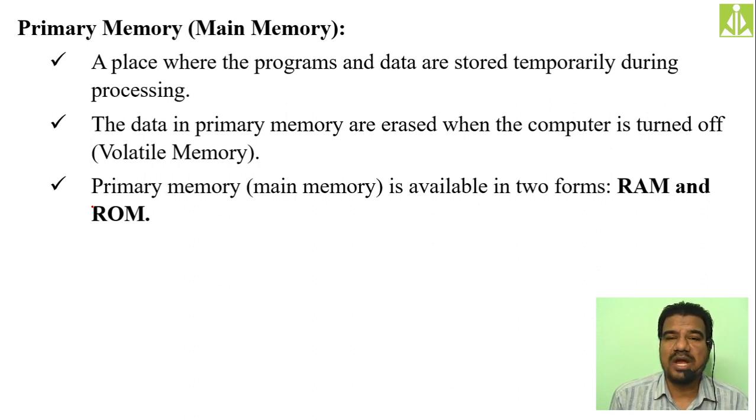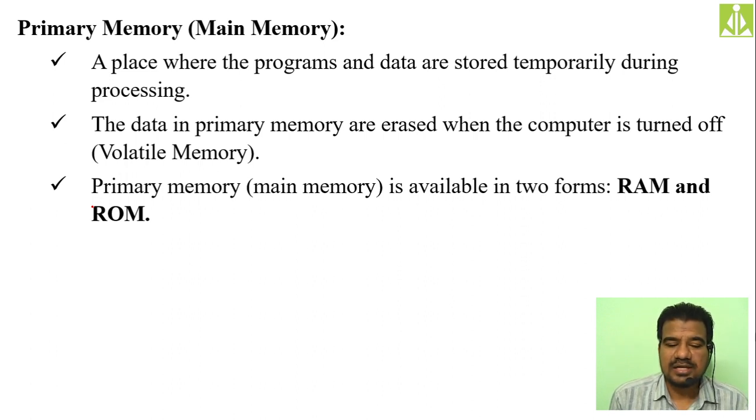It is a place where the programs and data are stored temporarily during processing. This is your RAM, random access memory. In the RAM, the data is not stored permanently, rather it is stored temporarily during processing. So if you are playing a song from 100 songs, only that song will be brought to the RAM. Whatever data is currently under processing, only that data will be saved inside the RAM. The rest of the things will be stored on the secondary storage, that is the hard drive.